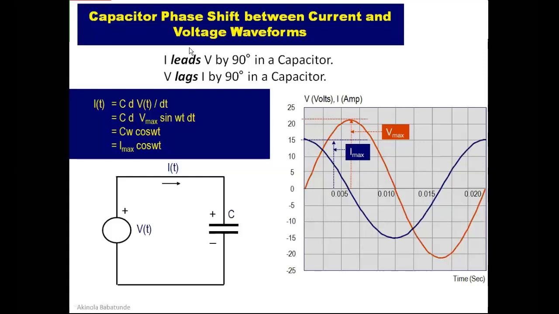Current always leads voltage by 90 degrees, and voltage lags current by 90. Of course, if current is leading voltage by 90, that means voltage is lagging by 90 in the capacitor. So let me quickly show you what that looks like on the waveform here. I explained this to you guys some time ago.